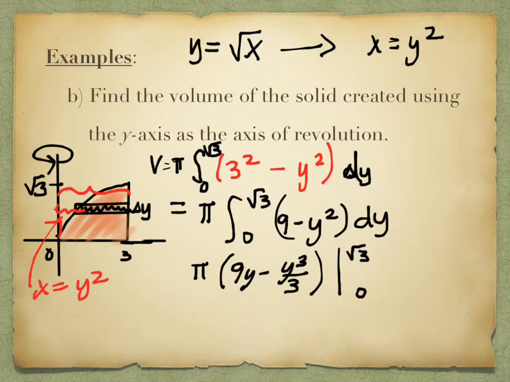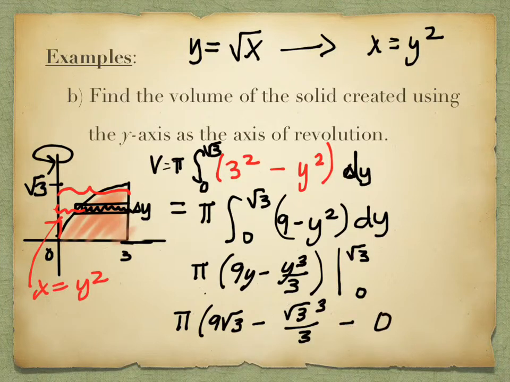So we're going to plug in square root 3. So I have pi, and then I have 9 square roots of 3 minus the square root of 3 cubed over 3. And then minus 0. If I plug 0 into each of those, I get back 0, right? 9 times 0 is 0. 0 cubed over 3 is 0. So I don't have anything from there. All right, can you simplify square root of 3 cubed over 3? What would that be?